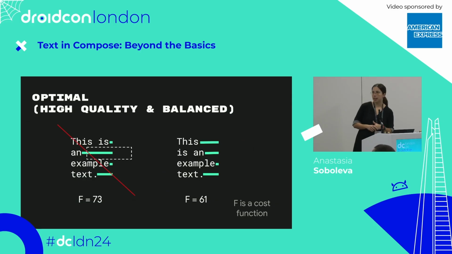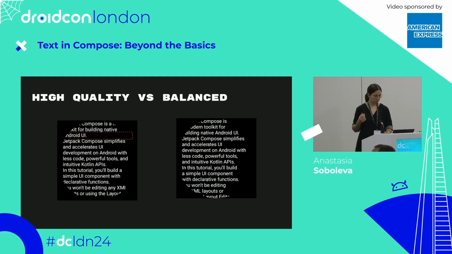So high quality is actually the recommended one to be used in most cases, apart from the text field that I mentioned. And the balance strategy is very similar to high quality, but it also aims to distribute white spaces evenly, including the last line, which the high quality doesn't. So the balance strategy, as you can see on the right, is a bit more balanced. It was motivated by small screens because they have less space, and so you need to be more diligent about how you distribute that space.